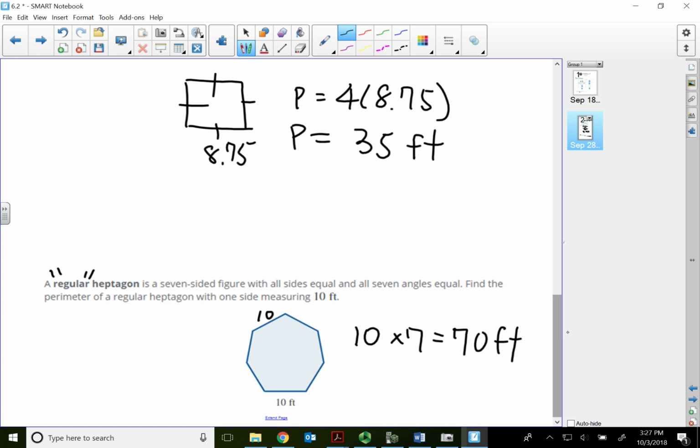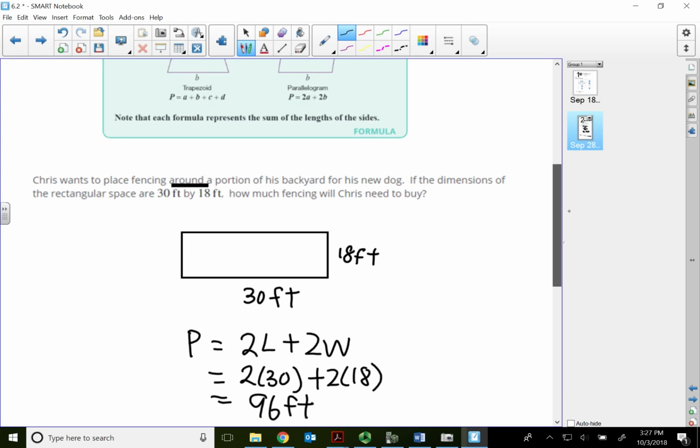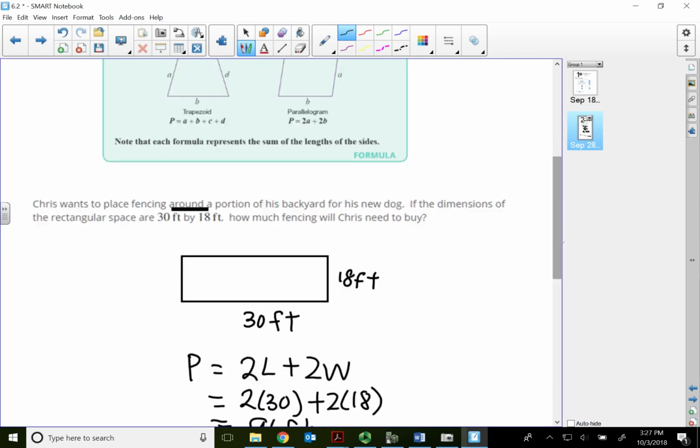So I just quickly talked about different types of polygons and showed you a few examples of application problems involving perimeters in this video.